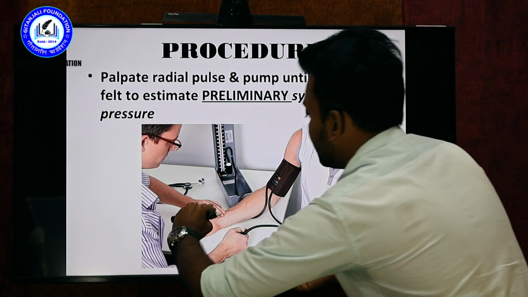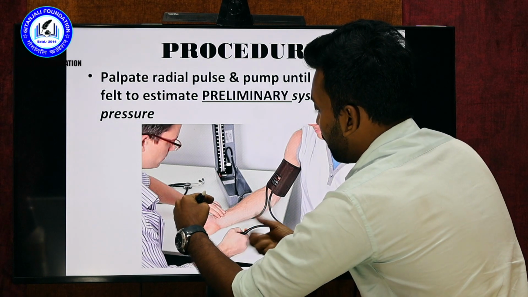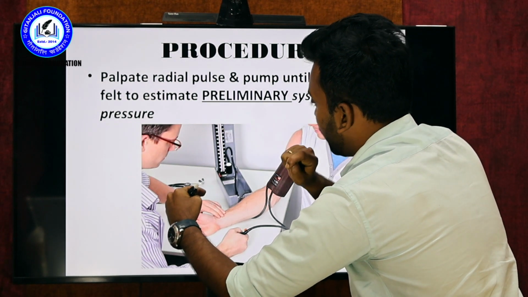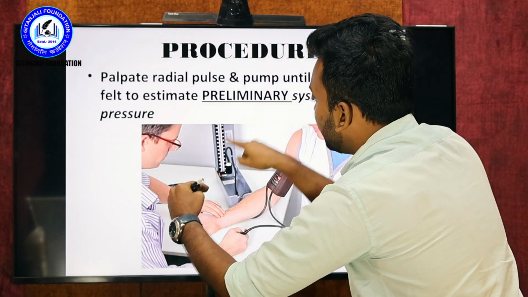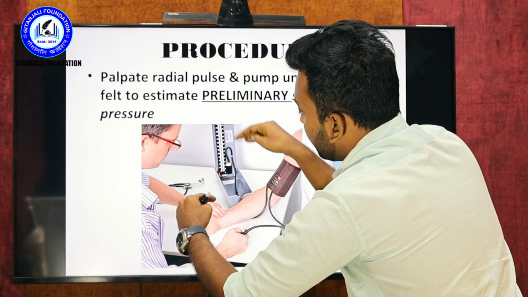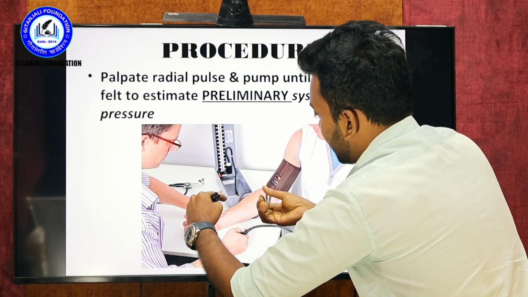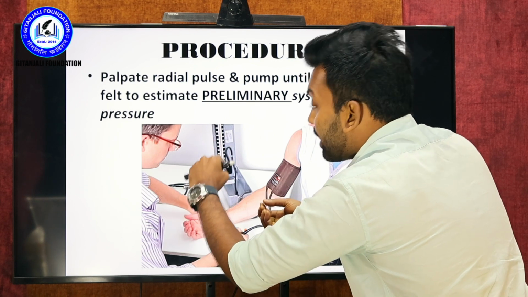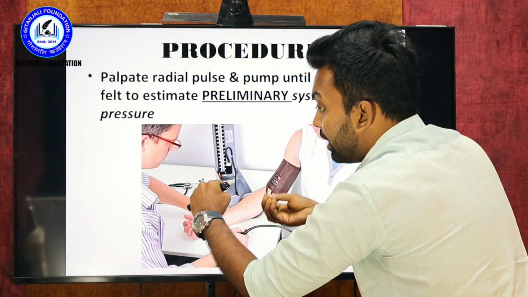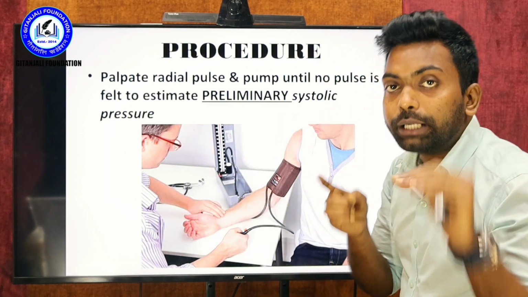Palpate the pulse. You will feel it, and you can pump. Pump it and the mercury rises to a high position, suppose up to 200. At one level you will not feel the pulse anymore. Then slowly release the air, and at the reading on the scale where you feel a strong pulsation, that is the point of systolic pressure.